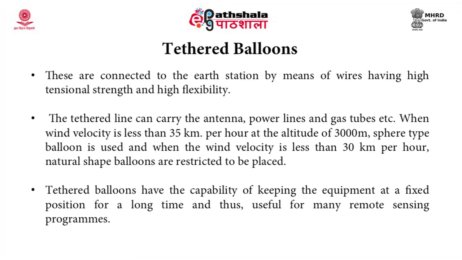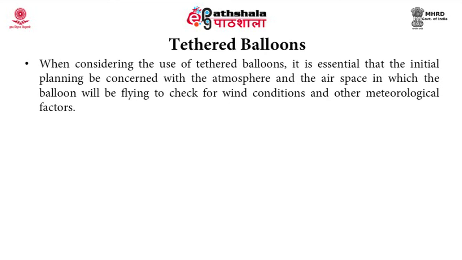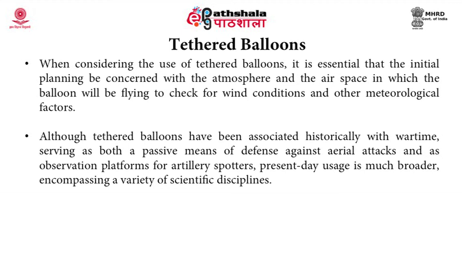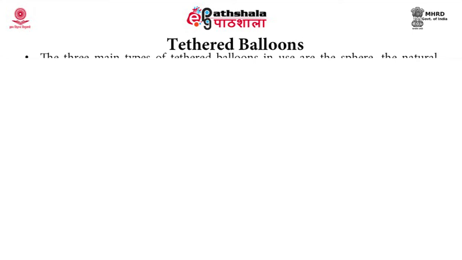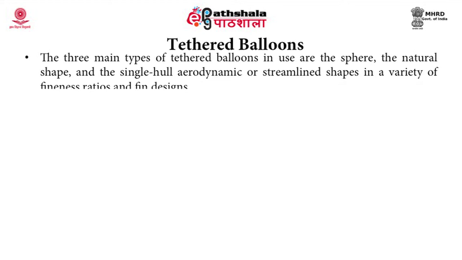When considering the use of tethered balloons, it is essential that the initial planning be concerned with the atmosphere and the airspace in which the balloon will be flying, to check for wind conditions and other meteorological factors. Although tethered balloons have been associated historically with wartime, serving as both a passive means of defense against aerial attacks and as observation platforms for artillery spotters, present-day usage is much broader, encompassing a variety of scientific disciplines. Tethered balloons are being used to carry aloft various types of sensors, meteorological measuring equipment, communication relays, and antennas. The three main types of tethered balloons in use are the sphere, the natural shape, and the single hull aerodynamic or streamlined shapes in a variety of fineness ratios and fin designs.